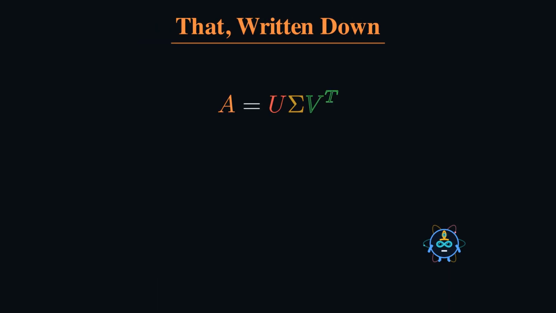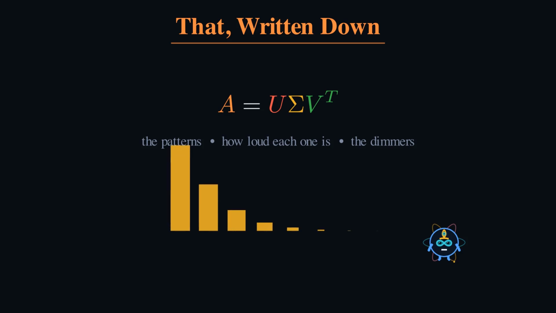Mathematicians write that like this, and if the symbols mean nothing to you, ignore them. They are only names for the 3 things you just watched. The patterns, how loud each one is, and the dimmers. And the stretch factors in the middle, the singular values, come out sorted. Biggest first, and they fall away fast. That ordering is the whole of today.